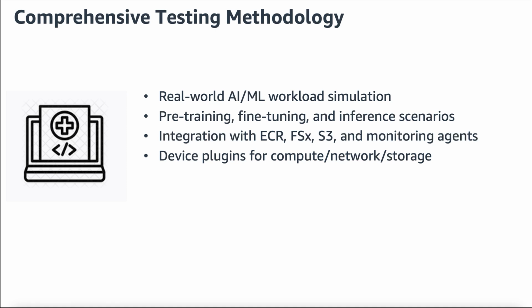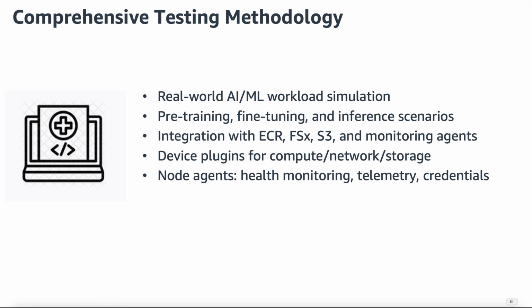Exercising accelerated infrastructure requires clusters to run a variety of device plugins for compute, network, and storage while consuming essential AWS services like Amazon ECR, Amazon FSx, and Amazon S3. Additionally, AI/ML customers commonly install node agents for health monitoring through the EKS node monitoring agent, telemetry collection via the Amazon CloudWatch agent and NVIDIA DCGM server, application credentials through the EKS pod identity agent, and image caching systems.